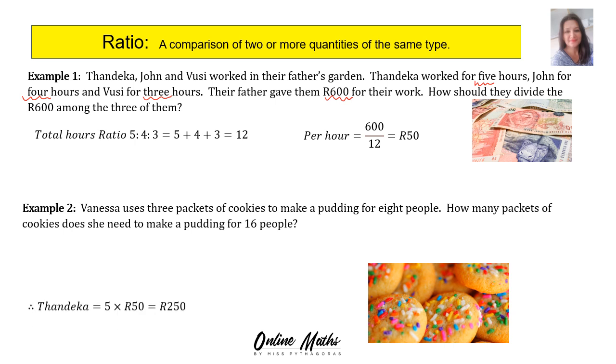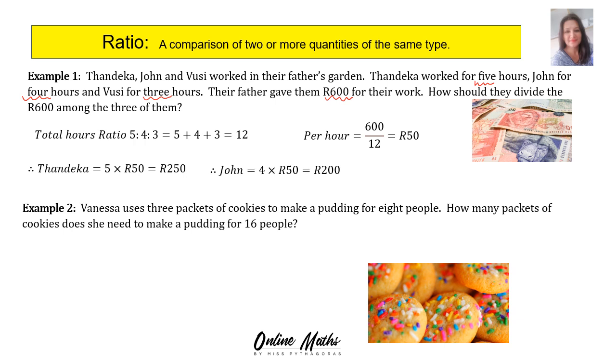50. And then Tandeka worked 5 hours times 50 is 250, and John worked 4 hours times 50, which is 200, and Vusi worked 3 hours times 50, which is 150. And then you can check whether you were right by adding 250 plus 200 plus 150 is 600 rand.